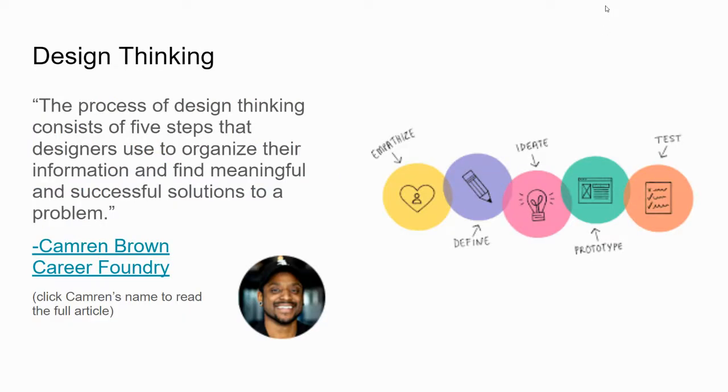Design thinking is, as you see here, a process that consists of five steps. Designers use this to organize their information and find meaningful and successful solutions to a problem. The five steps here are empathize, define, ideate, prototype, and test. And if you want a little bit more information about Cameron Brown and Career Foundry, go ahead and click on this link in the slide to an article that takes you to a summary of how he's using design thinking in his day to day life.